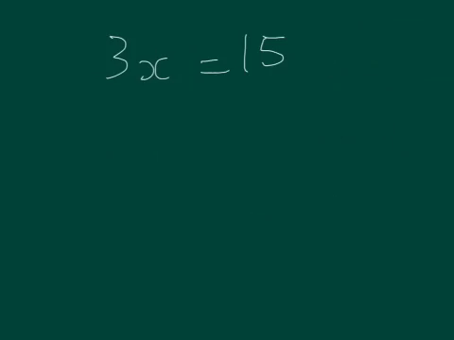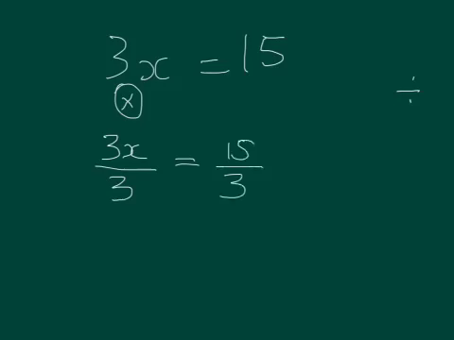On to the next one. In this case, 3x means 3 times x. There's an invisible multiplication sign between those two numbers. The opposite of times is divides, so we need to divide both sides by 3 to get back to x. So 3x divided by 3 equals 15 over 3. I'm writing that as a fraction because that's the convention we use in algebra. 3 divided by 3 is just 1. 1x is equal to 15 divided by 3, which is 5.